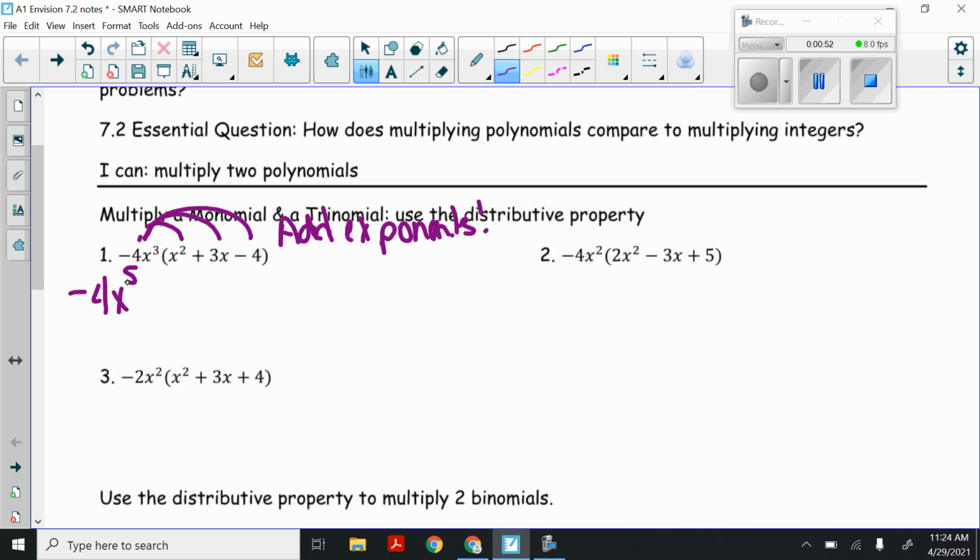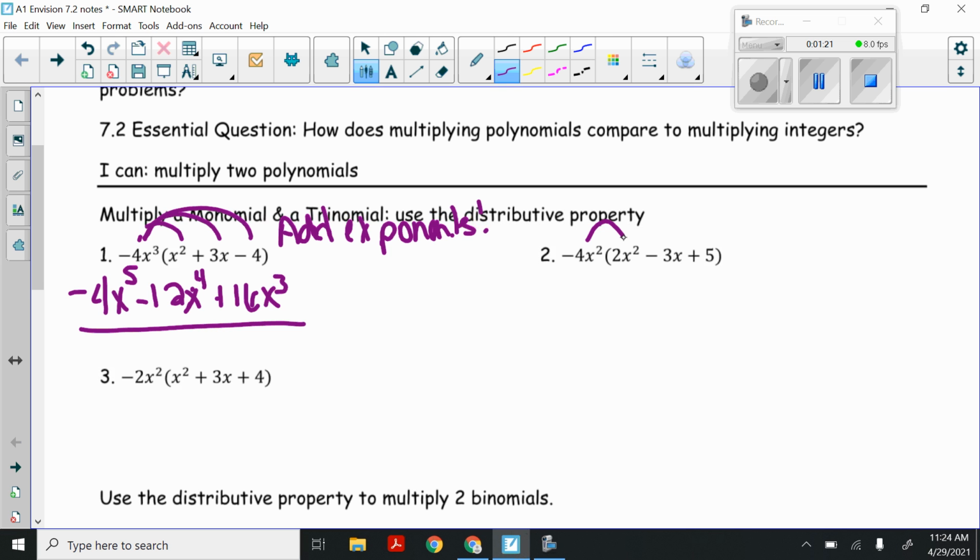Negative 4x cubed times 3x gets me negative 4 times 3, negative 12. X cubed times x, 3 plus 1, x to the 4th. And then negative 4x cubed times negative 4: negative 4 times negative 4 is plus 16, and then x cubed. That is our answer. It is in standard form, so negative 4x to the 5th minus 12x to the 4th plus 16x cubed.